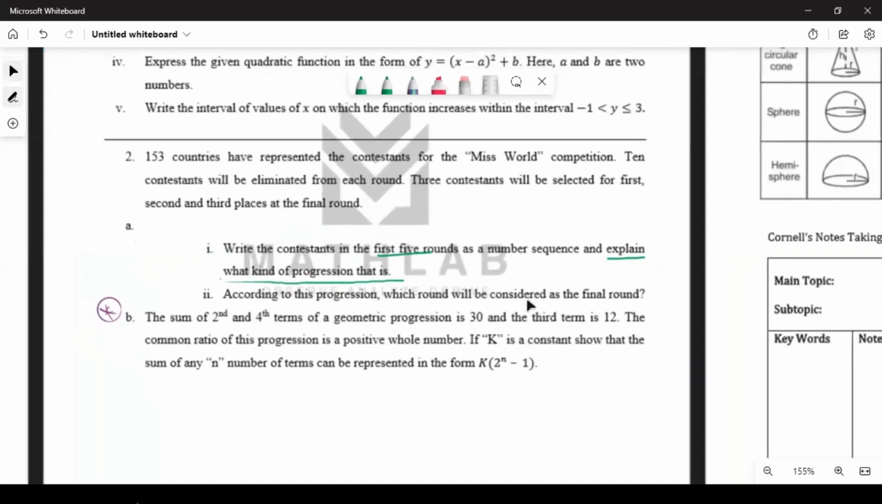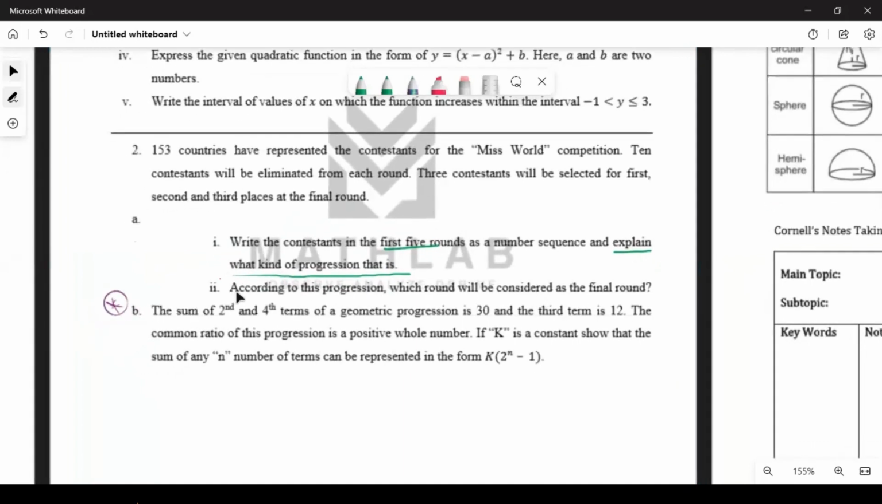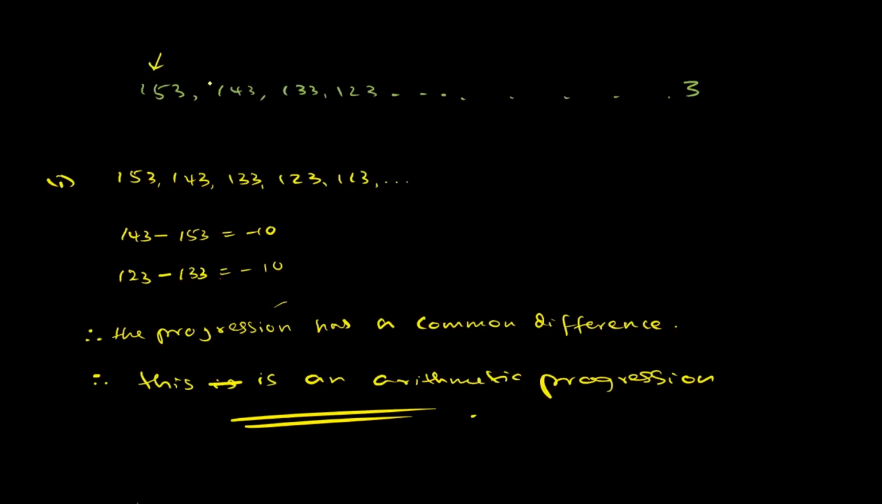Second question: according to the progression, which round will be considered the final round? We don't know which round will be the final round. Here, the first round has 153 participants, the second round is the second term, the third round is the third term, the fourth round is the fourth term, and the last round is the last term. In the last round, we have 3 contestants.